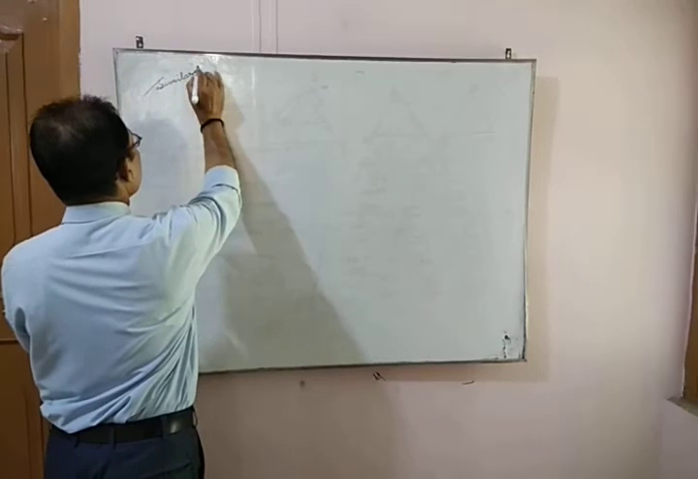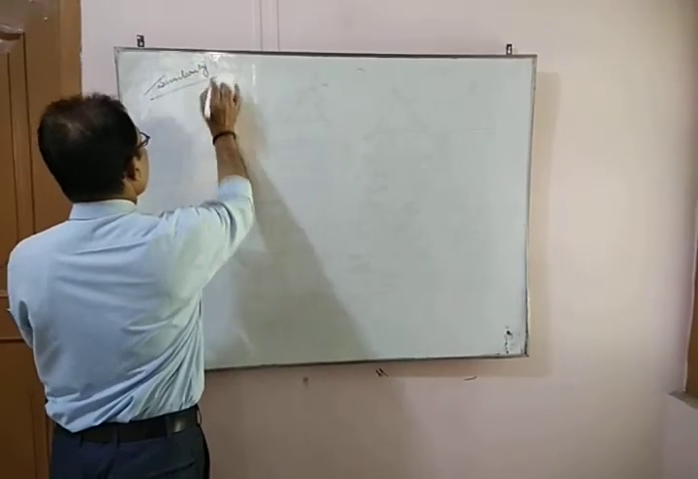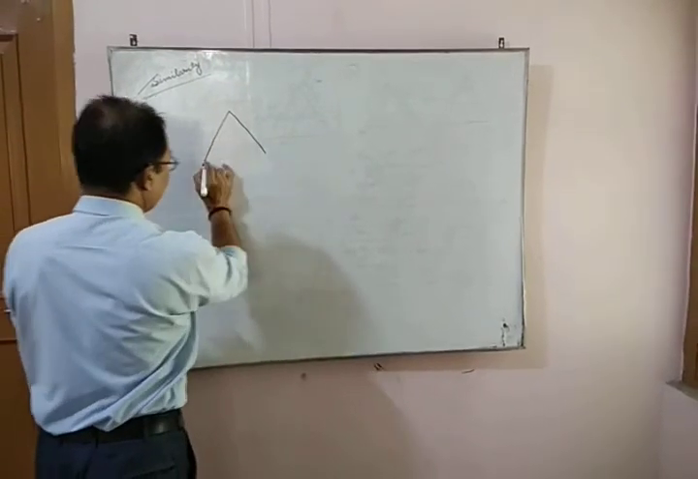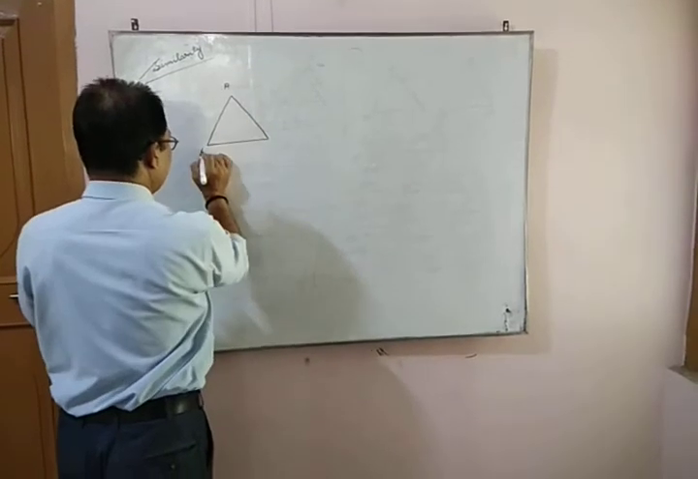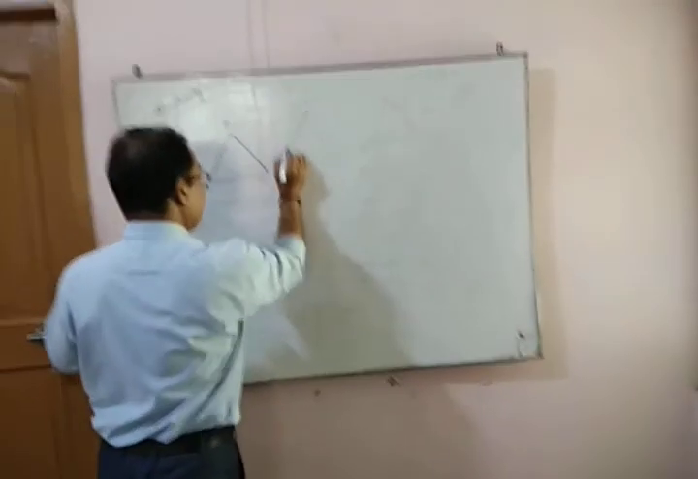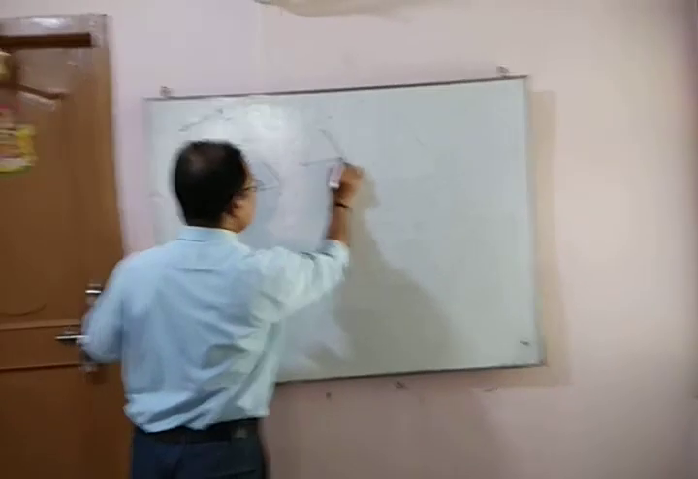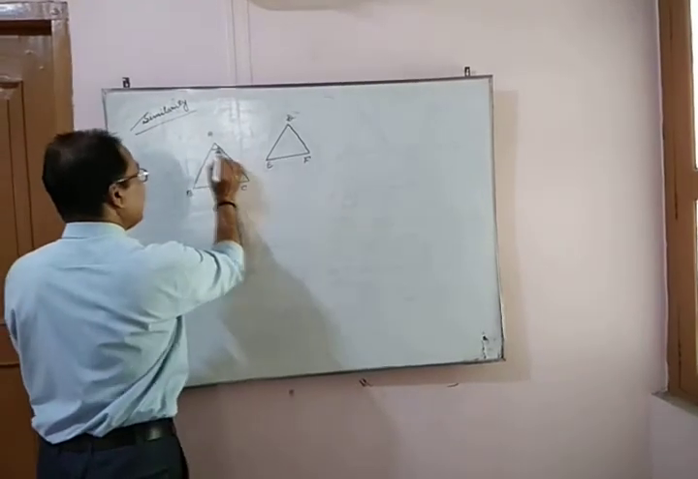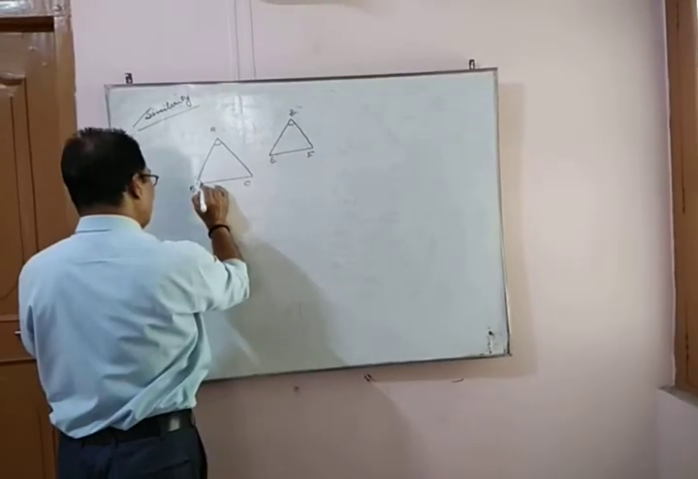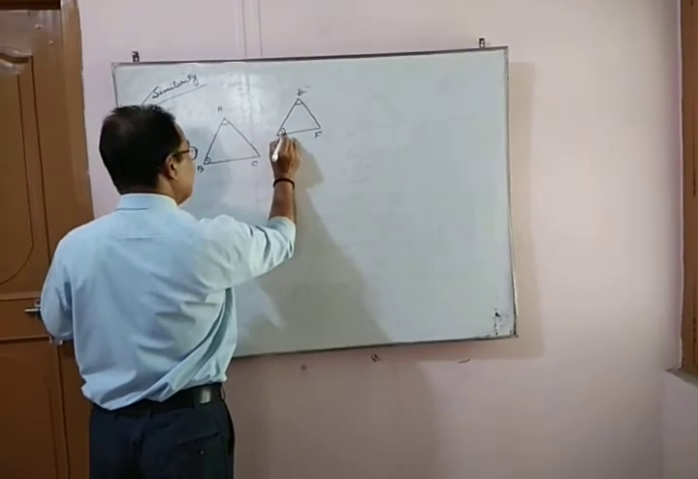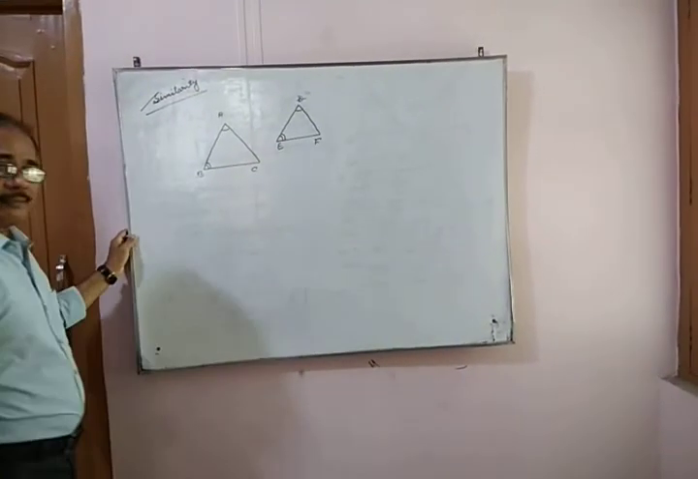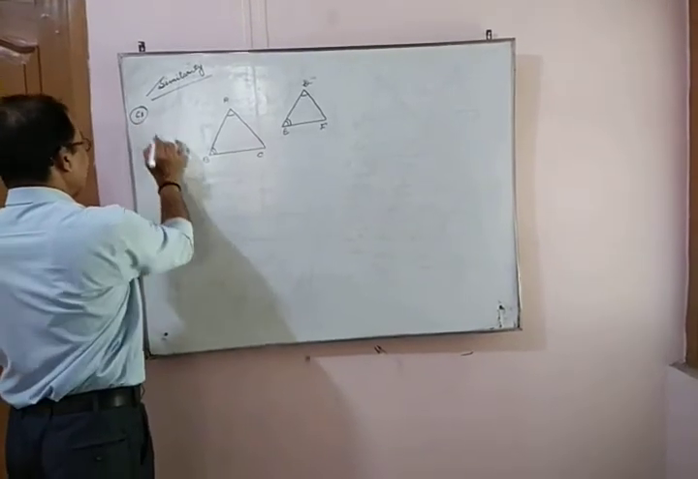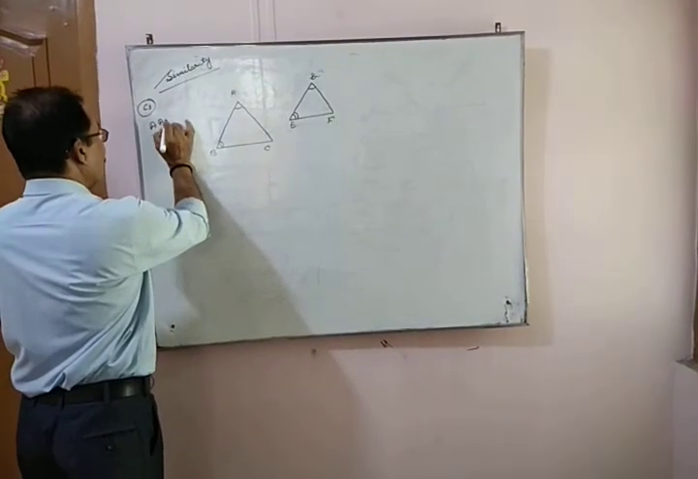Similarity. Similar triangles. Let ABC and DEF be two triangles, and if angle A equals angle D and angle B equals angle E, then the triangles will be similar to each other, and this is your criterion 1 for the similarity of triangles. This is known as the angle rule.